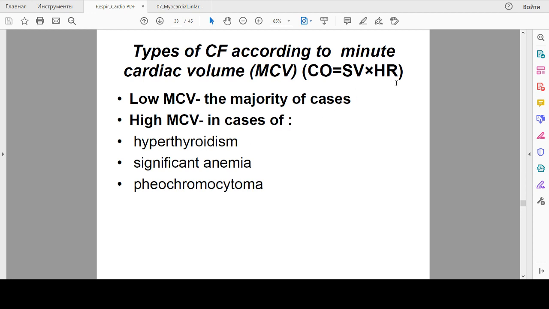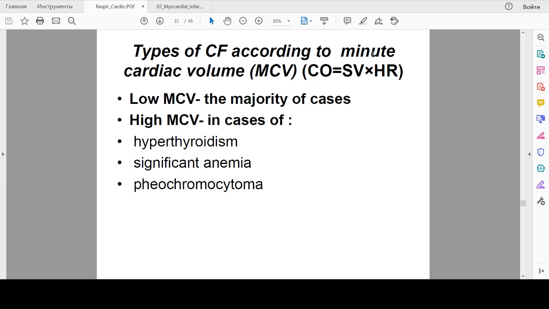If cardiac rate comes up to the border level, we remember that border level, even for a healthy person, is 120 beats per minute. After this level of tachycardia, the filling of ventricles is reduced due to the shortening of diastole. The shorter diastole is, the less filling is.